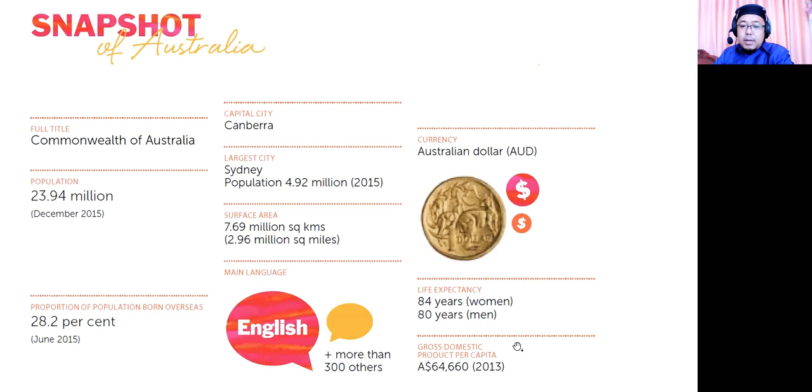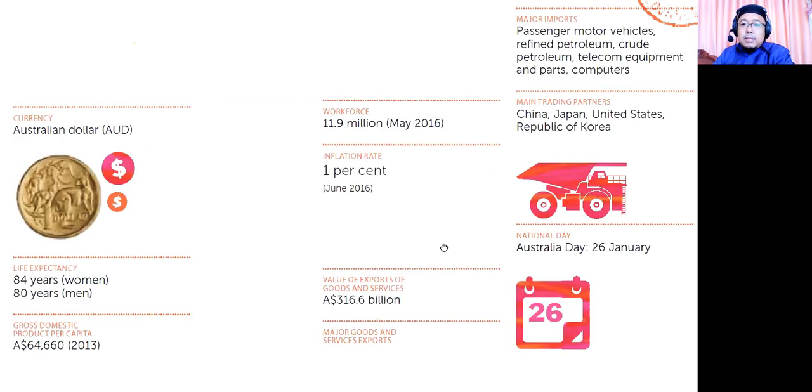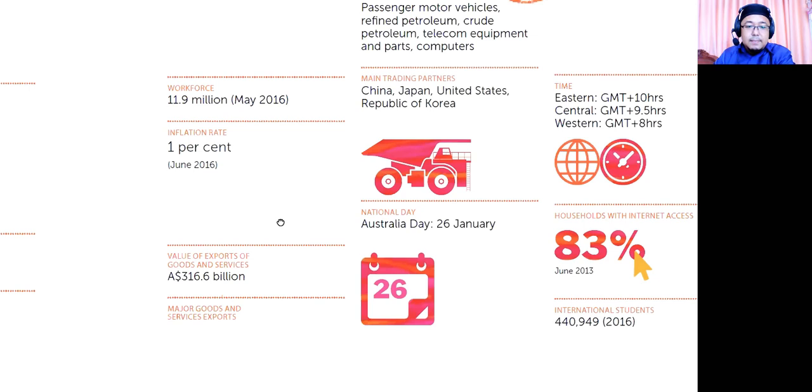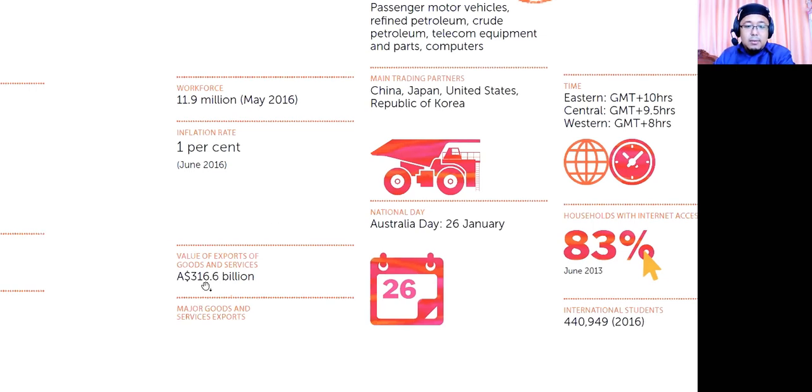Gross domestic product per capita is 64,660 Australian dollars tahun 2013. Jadi gross domestic product per capita 64.660 dolar Australia itu di tahun 2013. In terms of the workforce, we have 11.9 million di bulan Mei tahun 2016. Workforce ini adalah tenaga kerja. Sementara inflation rate is 1% June 2016.